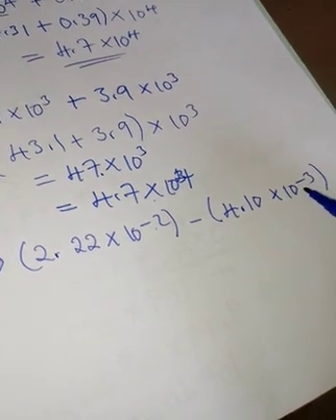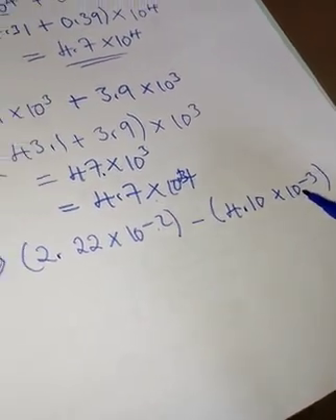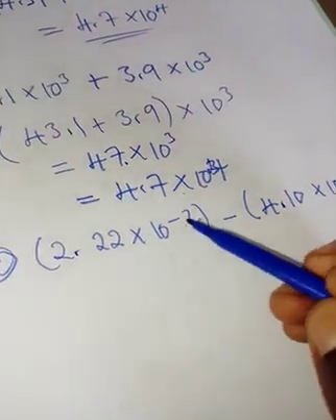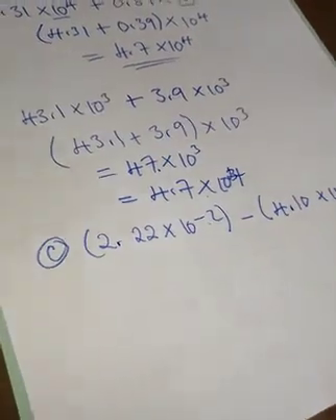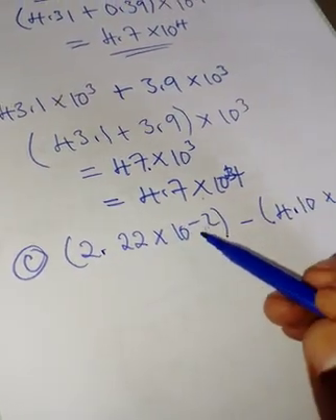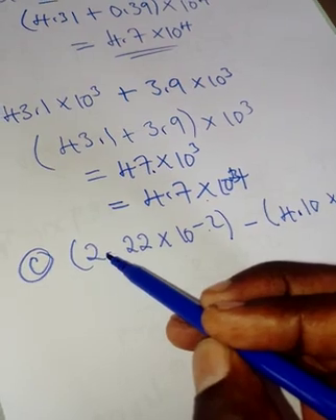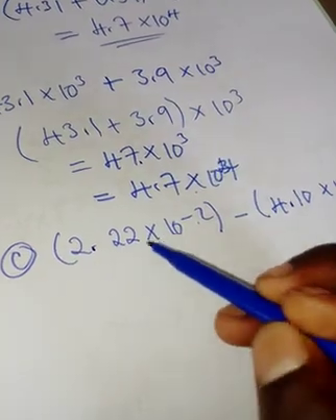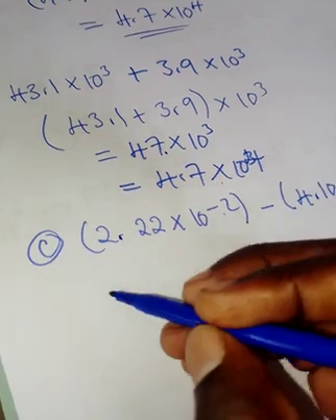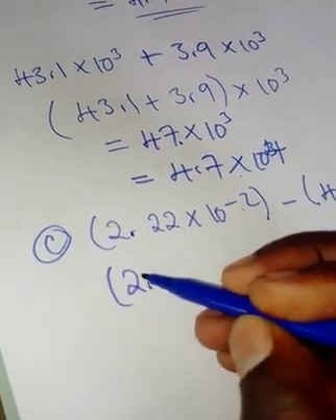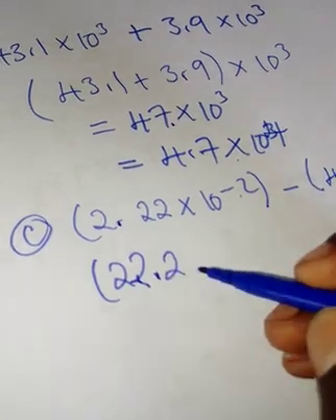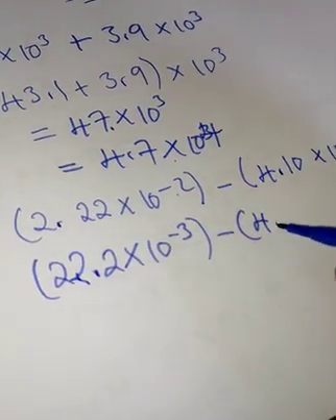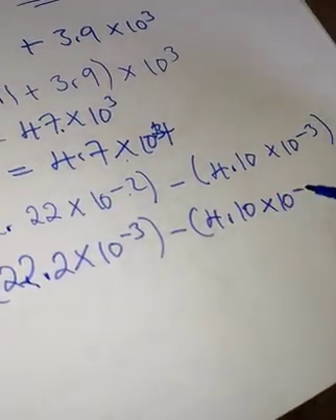So you can choose on which one to go with. Let's say we choose to go with negative 3. So we have to change this negative 2 to negative 3. Okay. So how can we change it to negative 3? We have to make sure that this decimal point moves to the right. Otherwise, if it moves to the left, we'll add plus 1. If it moves to the right, we'll say minus 1. So this one has to be 22.2 times 10 to the power negative 3 minus 4.10 times 10 to the power negative 3.